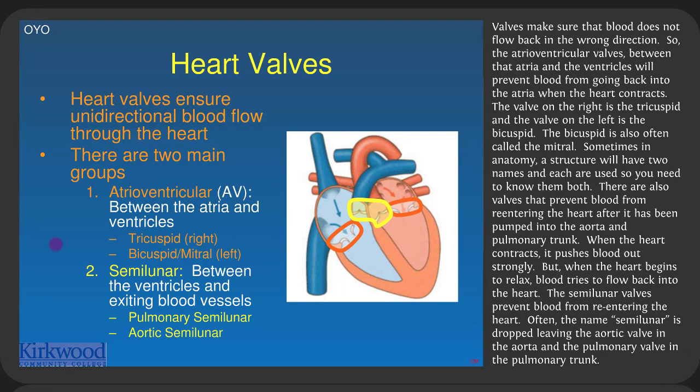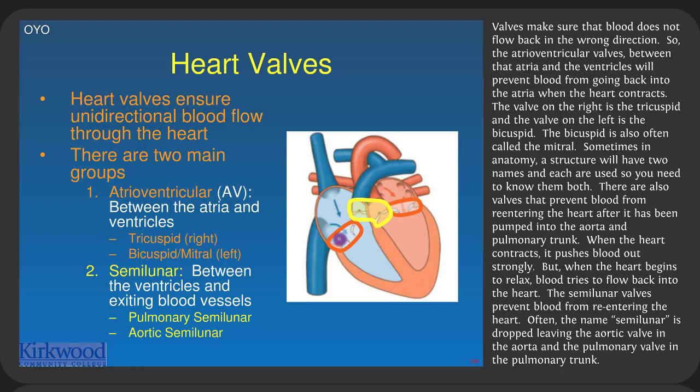Valves make sure that the blood does not flow back in the wrong direction, so the AV valves, here in orange, will prevent blood from going back into the atria when the heart contracts. So when the heart contracts, we want blood to go out the great vessels, which are the pulmonary trunk and the aorta, rather than go back up into the atria. So the AV valves prevent blood from going back up into the atria.